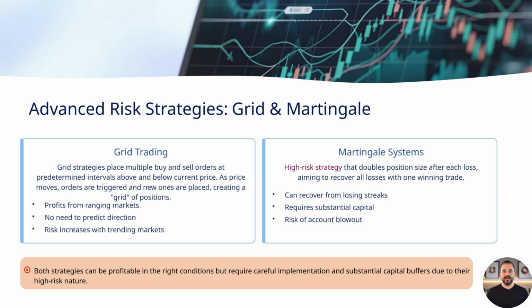Martingale systems take an even bolder approach. After each losing trade, the system doubles the next position size. The logic is that eventually, one winning trade will cover all prior losses plus generate a profit. While this can work in short streaks, it requires substantial capital and carries the constant risk of a catastrophic blowout if losing streaks run too long. Both methods can be profitable under the right conditions, but demand careful risk controls and large buffers of capital. They are not beginner strategies, but they illustrate how diverse EA approaches can be, ranging from conservative to highly aggressive.